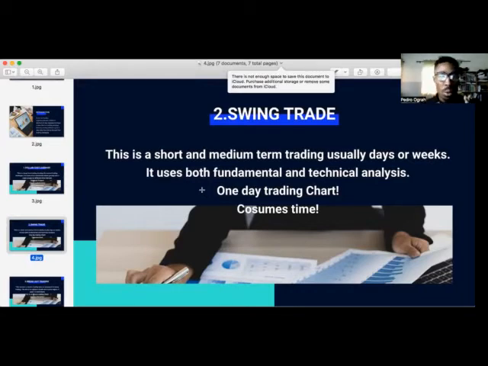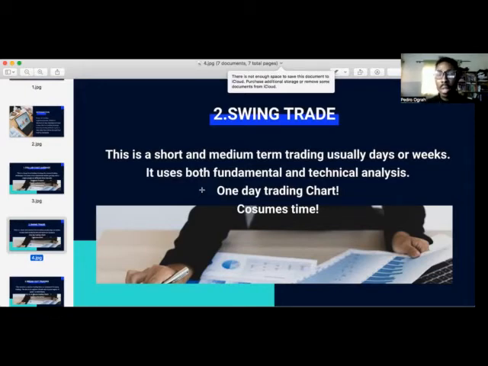Let's say, for example, you do your analysis and find out that this project is going to increase over time. So you enter that particular project, you buy at a lower price, then exit that project when you've already taken out your profit. So that's what swing trade is all about. Why do we call it swing trade? It does not last long. You move from one project to another. Is it clear? So that's what swing trade is.